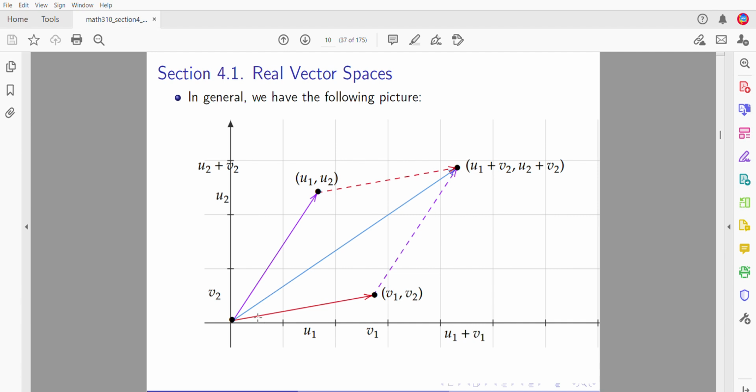In general, we have the following picture. You have vector u1, u2, and you have vector v1, v2. You complete the parallelogram made by these two vectors. So what does that mean? Take this vector, draw a parallel directed line segment starting at the end of the first vector. You land here. Likewise, take this vector, draw something parallel to it, starting with this tail, and go here. You get a parallelogram. From the origin, the diagonal drawn is the sum of these two vectors.